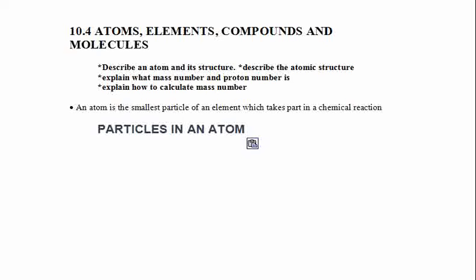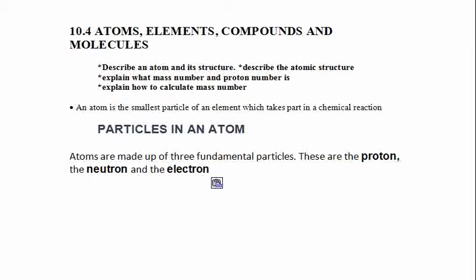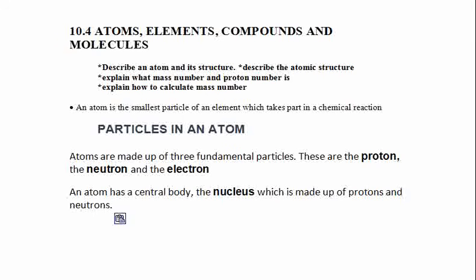Now we are going to look at particles of an atom. Atoms are made up of three fundamental particles. These are the proton, the neutron, and the electron. These three particles are found in the atom. An atom has a central body, which is called the nucleus, which is made up of the protons and neutrons. This nucleus is found in the center of an atom. When you draw an atom, it is found in the center of an atom.